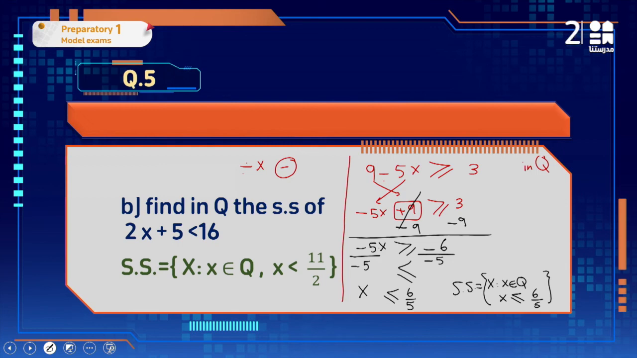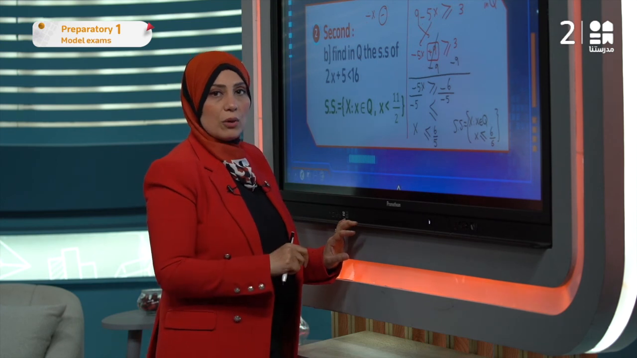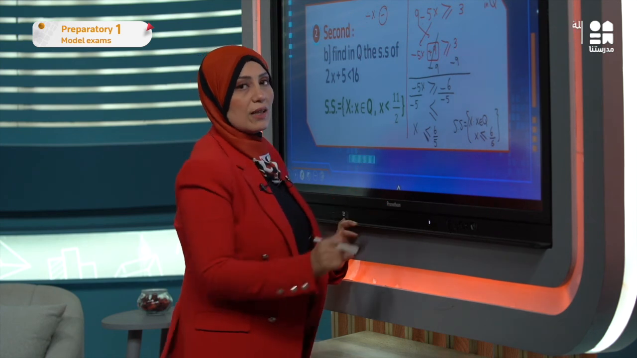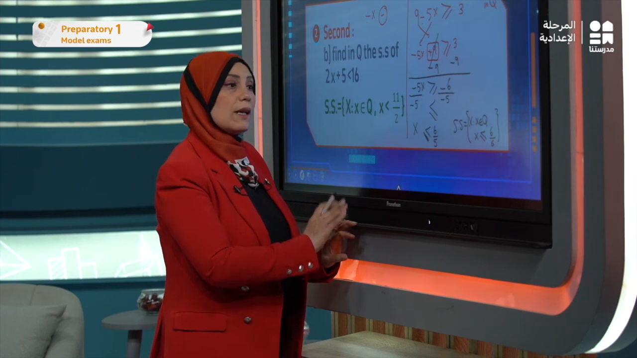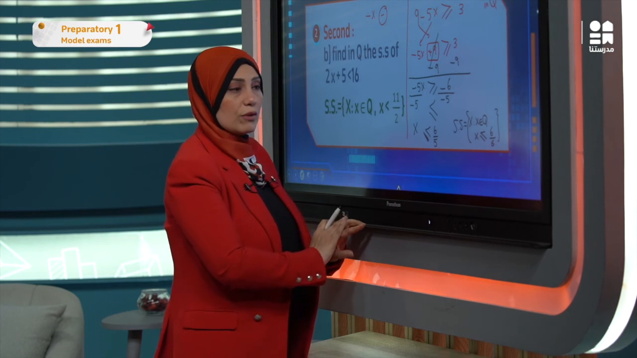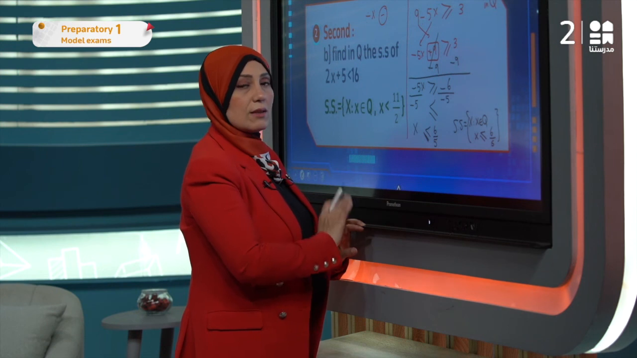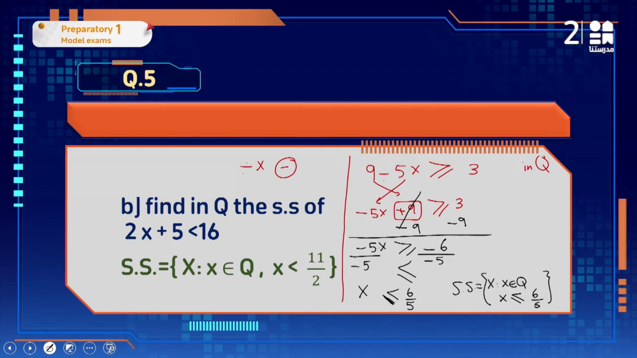Let me ask you a question. Is 6 over 5 a solution for this inequality? Yes, of course. Why? Because of the equal sign. So that means 6 over 5 is with us as a solution. Any number smaller than 6 over 5 will be with us as a solution. But what about 2? Is 2 a solution for this inequality? Of course, no. 2 is not a solution because it is not less than 6 over 5.